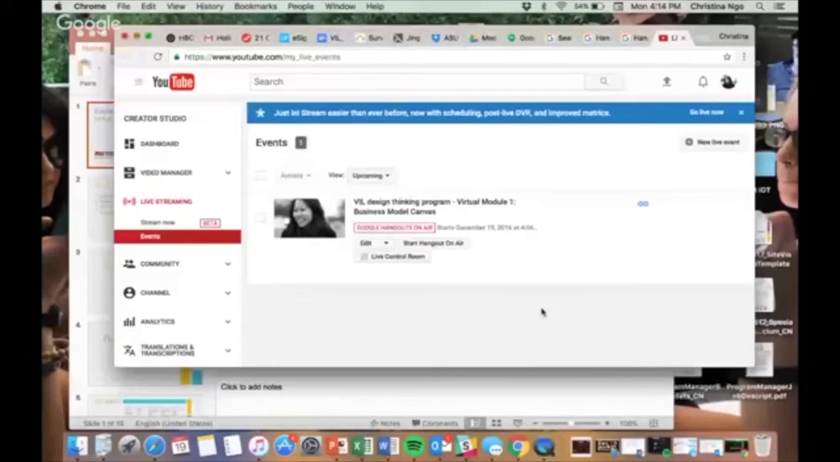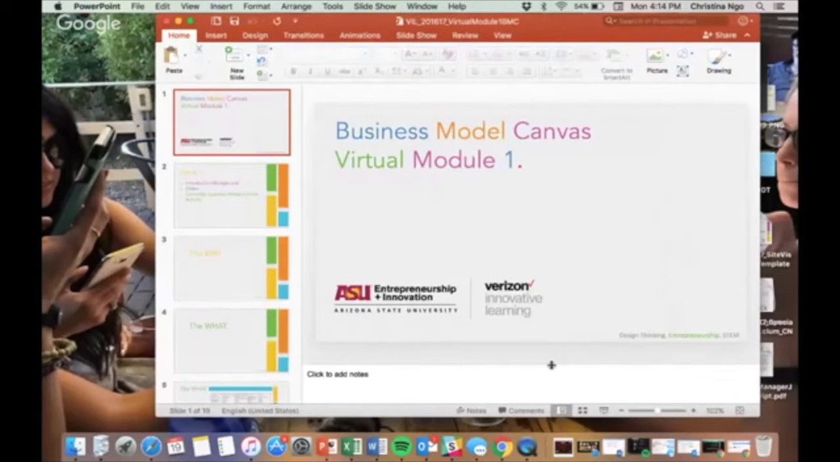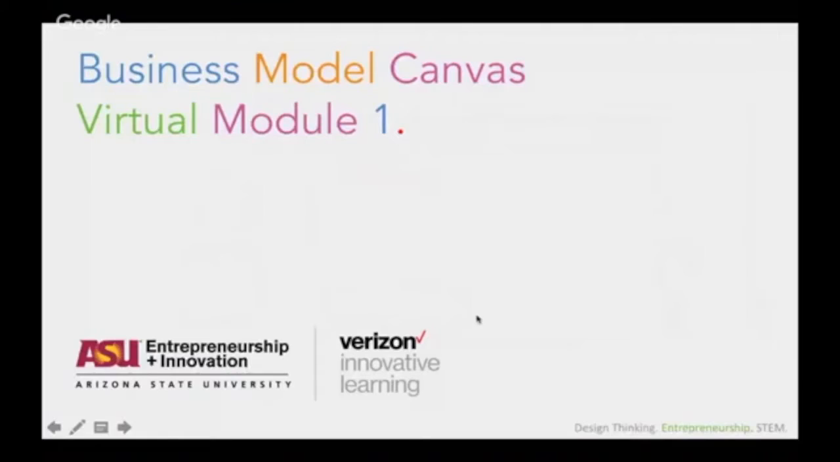So here is our business model canvas, virtual module 1. Sorry, it's taking a second. That can be your feedback too. Technological difficulties. So remember that this is in partnership with the Verizon Foundation and Arizona State University.